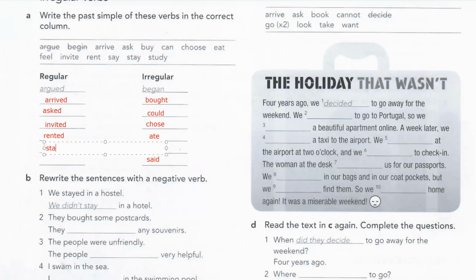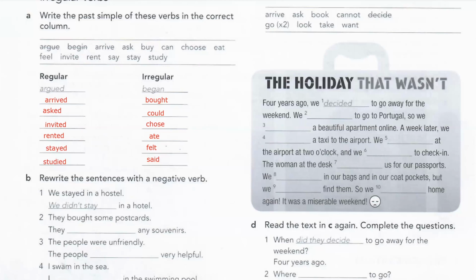Stay, stayed, study. So here, study, Y becomes I, and then ED, guys. Studied. All right, so that's done. We can move to the B exercise. Rewrite the sentences with a negative verb.